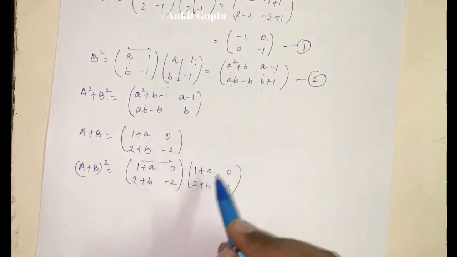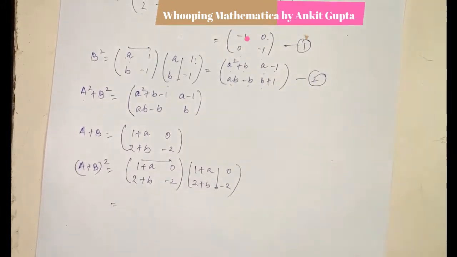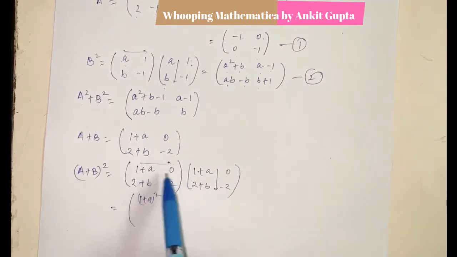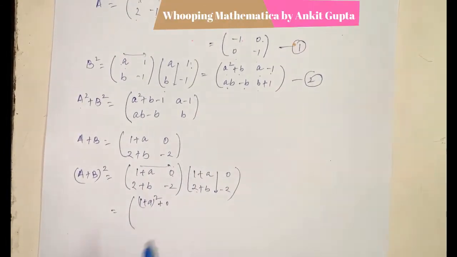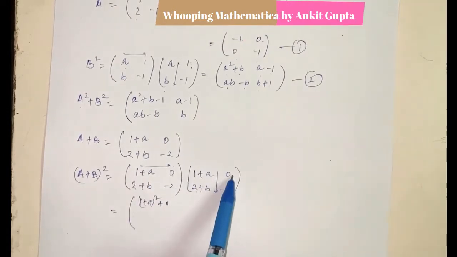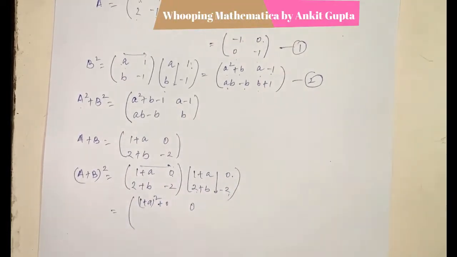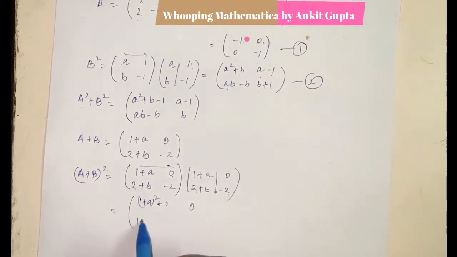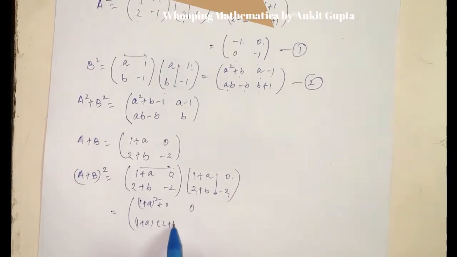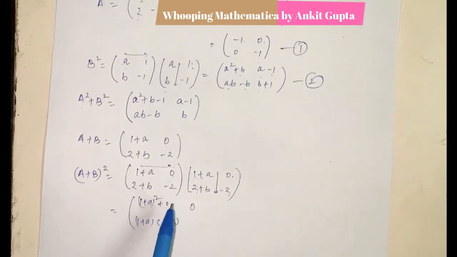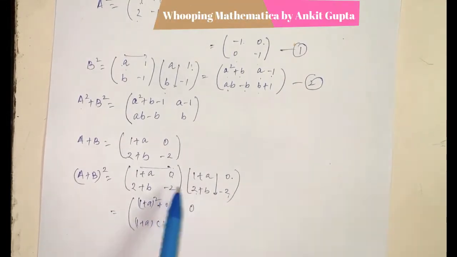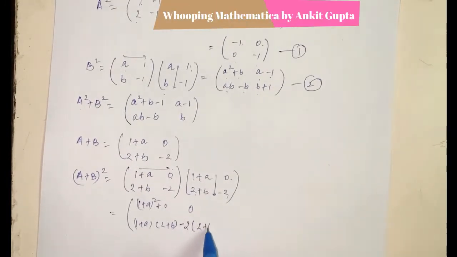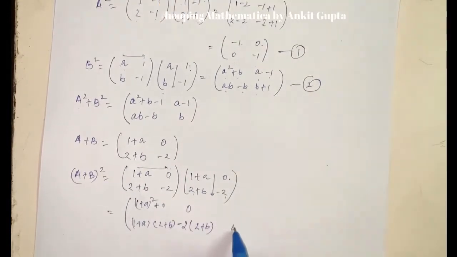Now if we multiply these two matrices, once again we are going to put arrows. 1 plus a multiplied by 1 plus a, which is (1 plus a) whole square, 0 into 2 plus b will be 0. Again 1 plus a will be multiplied by this, we are going to get 0 and 0, so this element is going to be 0. Now we are going to multiply second row with first column. We will get 1 plus a multiplied by 2 plus b, and then we will multiply minus 2 with this element, so we will get minus 2 into 2 plus b, and this element will be the same as 4.